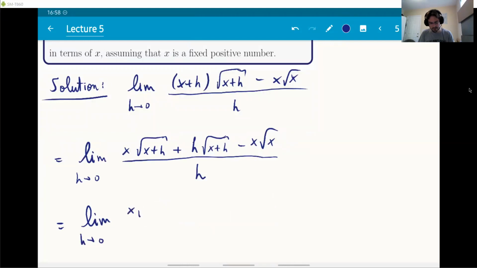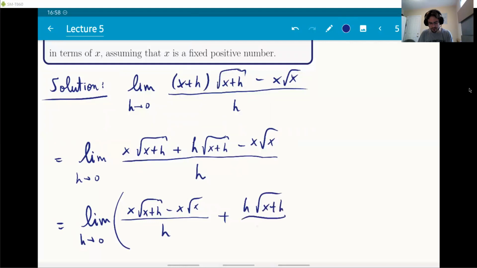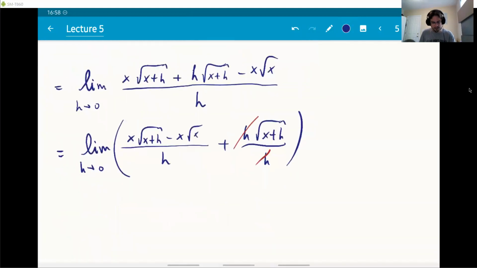So the first and the third term, I'm going to keep them up here divided by h. And then the second term is the one that I'm splitting from the fraction, also divided by h. And after doing that, we can cancel this h, at least in the second fraction. What is going to be left? Well, I'm going to be taking the limit of the first plus the limit of the second.